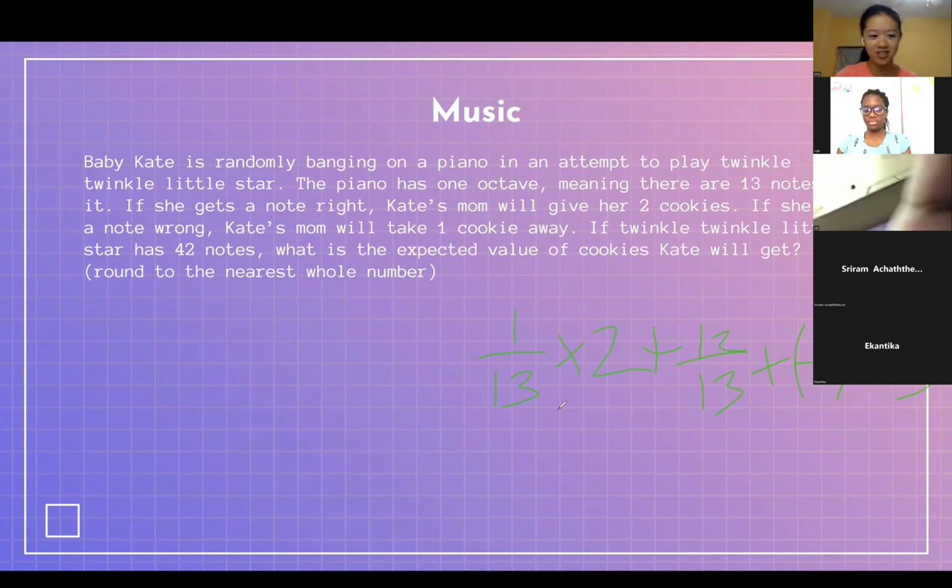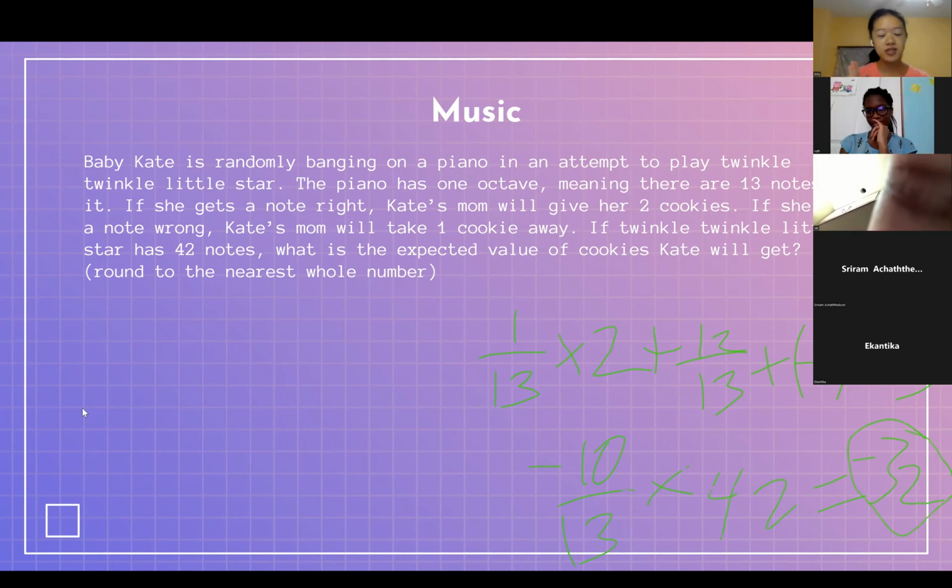This is just for one note. How many notes are there in total? She's playing 42 notes. So how many cookies can she expect to get? -10/13 cookies per note times 42 notes. Unfortunately, baby Kate is going to owe her mom 32 cookies-ish.